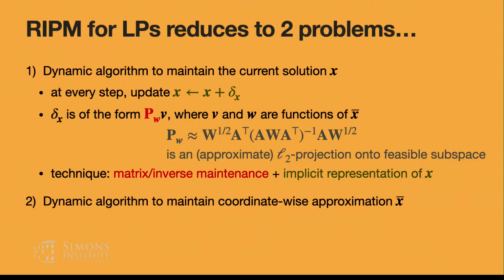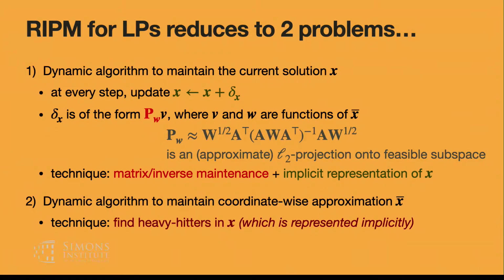Okay, so part one was to maintain the current solution X, and part two is we need to maintain the approximation X bar. And here we can actually reduce this problem to finding heavy hitters in X. So basically finding large coordinates in X. And the difficulty here is that because X is not represented explicitly, we can't just look through the vector. That would cost order of n time. So we want to be able to find heavy hitters quickly, and we give a probabilistic algorithm for this part.